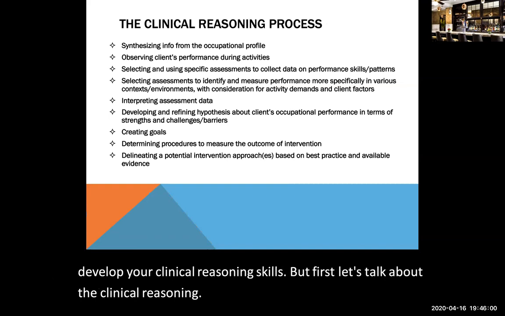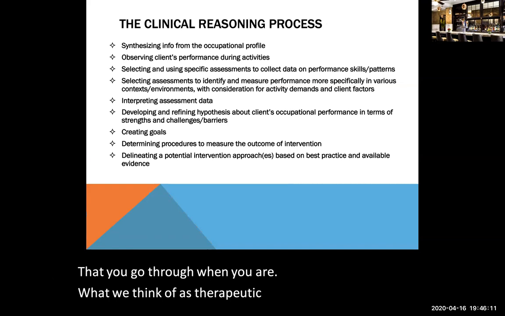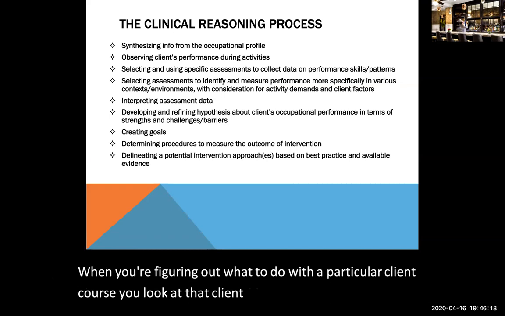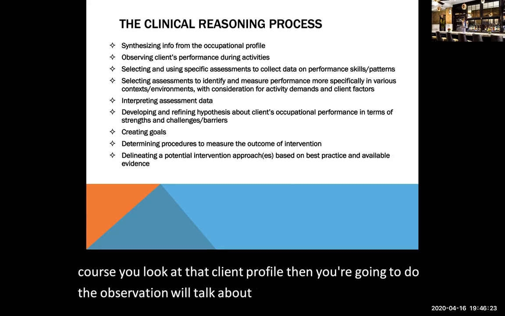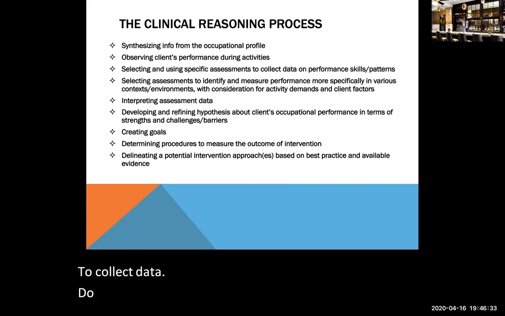So these are the steps that you go through when you are doing what we think of as therapeutic reasoning. When you're figuring out what to do with a particular client, of course, you look at that client profile. Then you're going to do the observation. We'll talk about that later on. Then you're going to go through and do specific assessments to collect data, do the measurement, and then you interpret or analyze those three pieces.